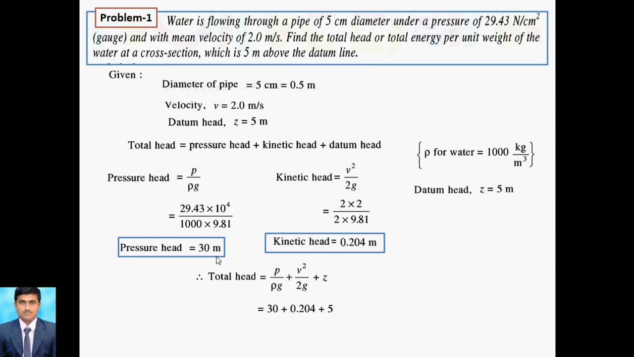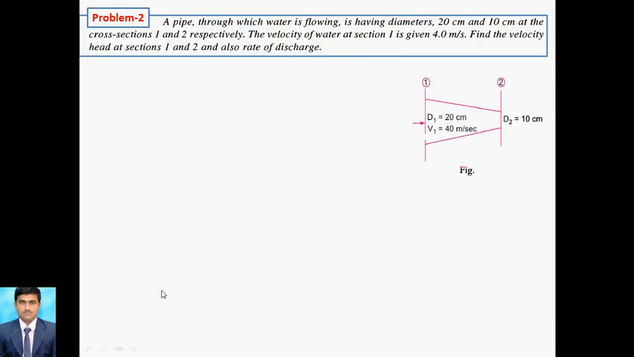And then the pressure head is 30, V square by 2g is 0.204, and Z is about 5 meters. That is given in the problem. So this is the total energy per unit weight, or you can say total head. Okay, now this is the total head. Now we move to the next problem.